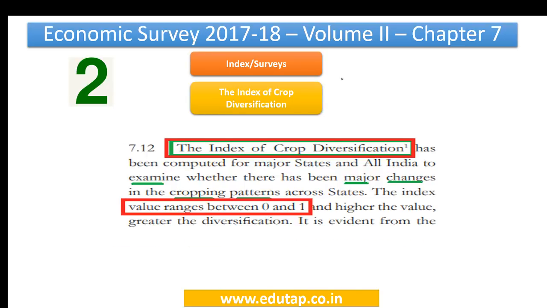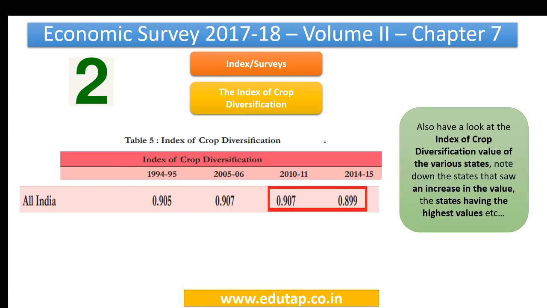Next, we come to the Index of Crop Diversification. Now, this is a very important snapshot that we have taken directly from the economic survey. The value of this index ranges from 0 to 1, and the higher the value, the greater the diversification. So for your examination, just have a look at this particular table. The All India value you need to memorize. And when you see here, the value of this crop diversification index is decreasing. So this is an important takeaway that you need to memorize for the examination.